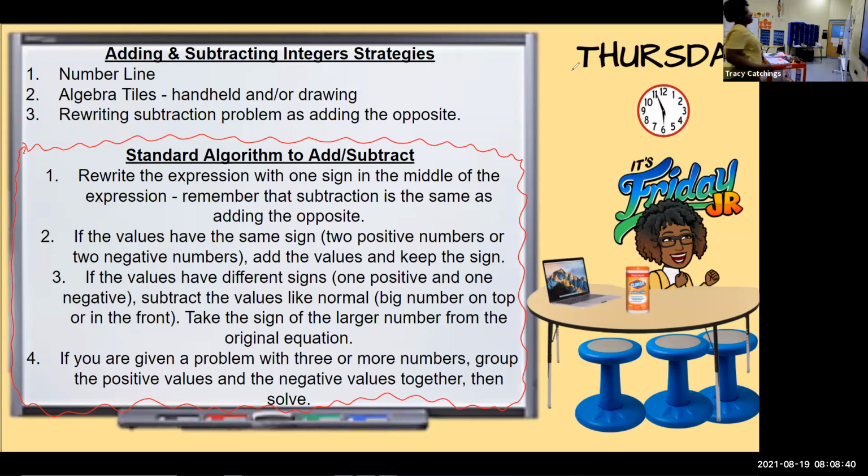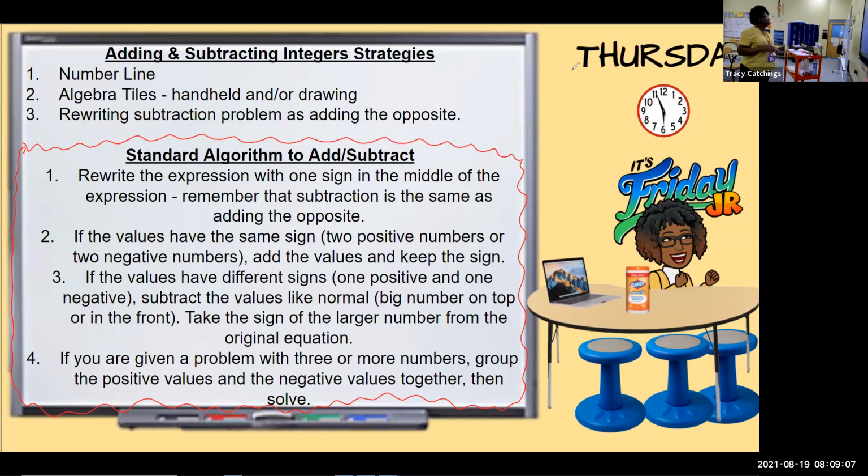All right. So the standard algorithms of adding and subtracting integers will pretty much be used when we get those large numbers that we can't put on the number line because it'll take too much time, and we can't draw out because it'll take too much time. So the first step will tell us we're going to rewrite the expression with one sign in the middle of that expression. So we're going to be reminded that subtraction is the same as adding the opposite. If we remember that, it'll help us rewrite it.